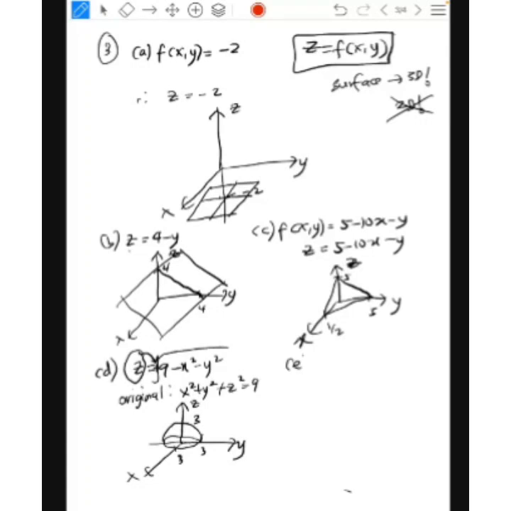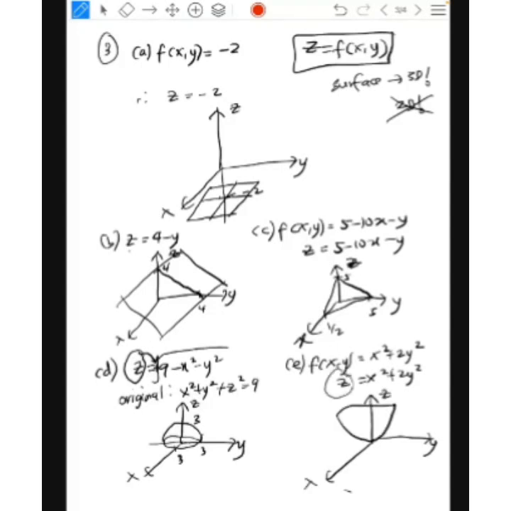Lastly, e, z equals x squared plus 2y squared. This is a paraboloid on the z-axis, and it is like a smile, opening upward along z. Okay, so that's it for 3.1. Basically 3.1 is only an introduction to this chapter. The important part now is 3.2.